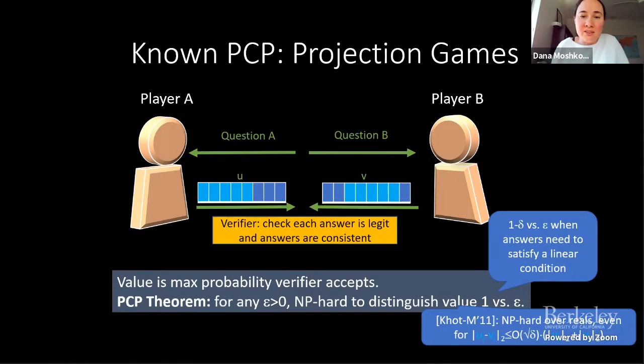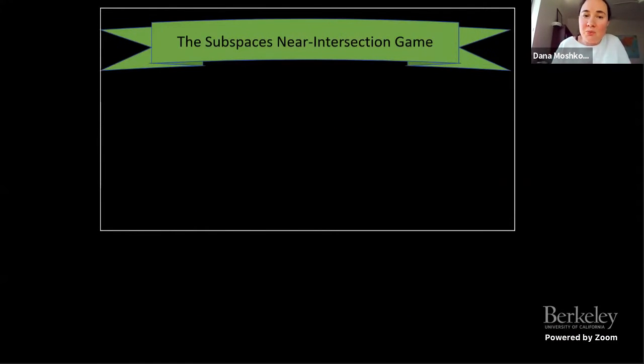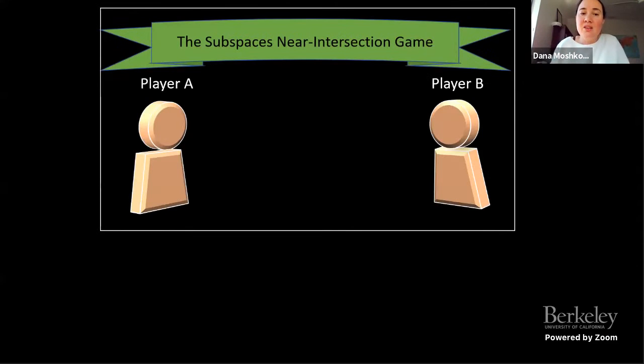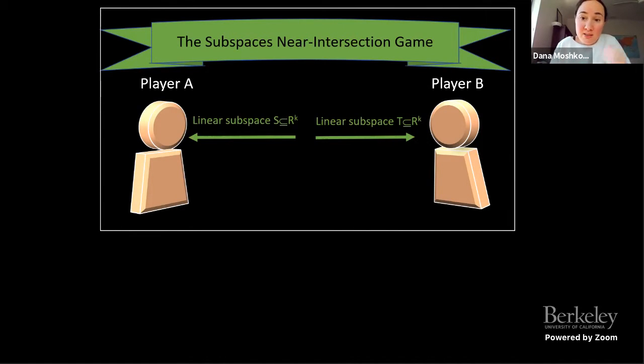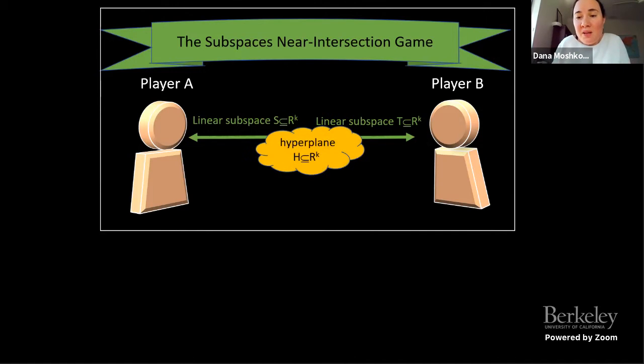Okay, so let me define it exactly. This is what we call the subspaces near intersection game. So again, there are two players, player A and player B. Each one gets a linear subspace in R^k. This is what represents the constraints that we have on the vector, the linear constraints. And then there is some hyperplane that the verifier has in mind. It's a specific hyperplane, and it's not telling anyone the hyperplane, right? And this is what corresponds to the intersection in coordinates that we had before.